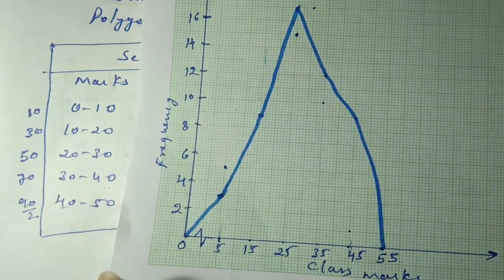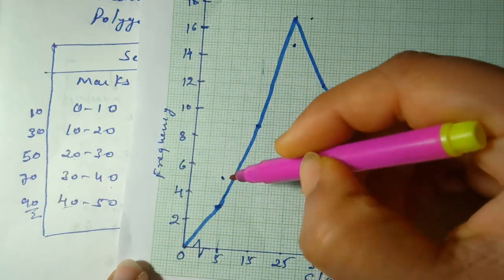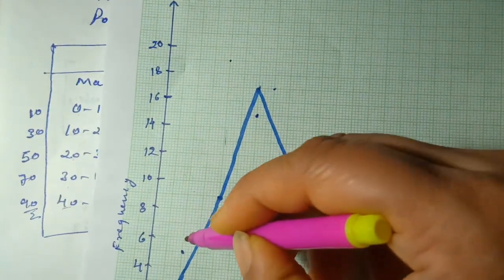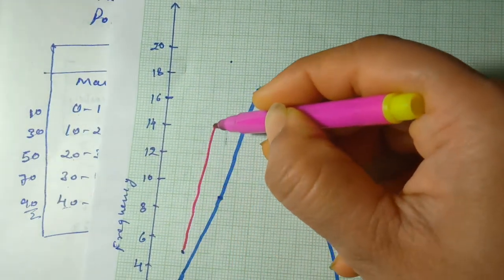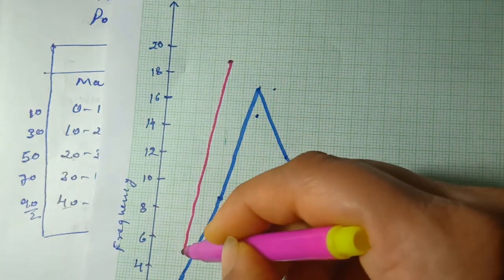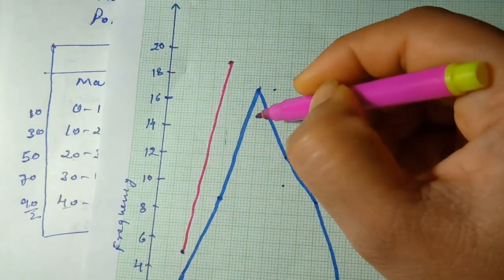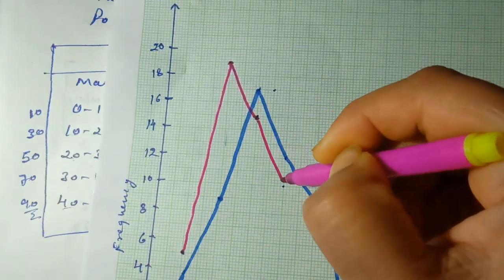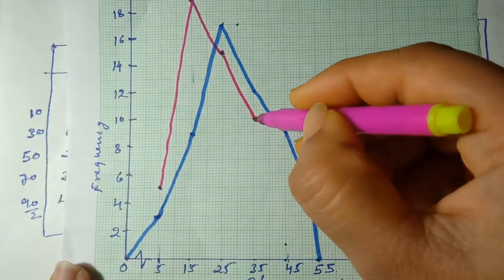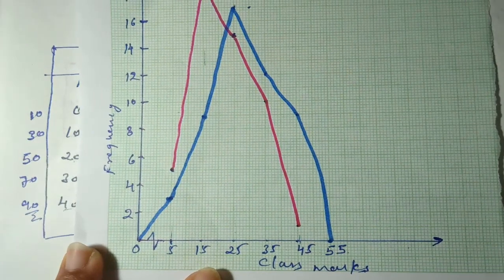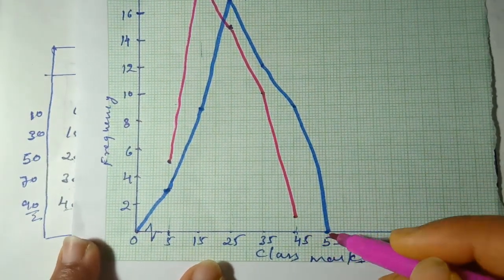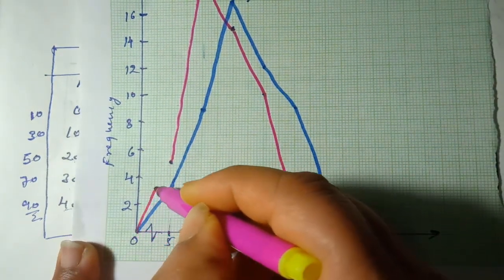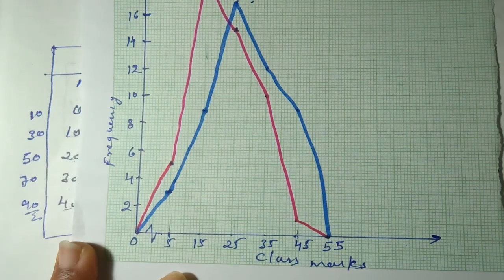So let us join the points. So this is the first point, this is the second point. We are joining the points. So we are going to join it with this point. Then we have the next point over here. Then we have the point over here. Then we have this point. Now we have to connect it with the x-axis. So the next number after 45 is 55. We are going to connect over here, and this again with 0. So this is the graph.